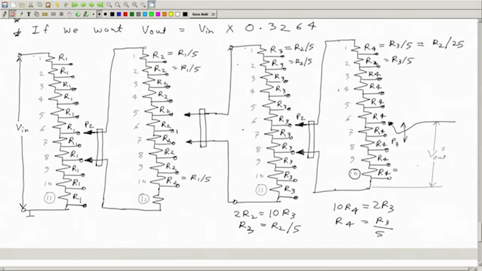Okay, so that means we have 10 R2 in total here, and this 10 R2 must come in parallel with 2 R1. So we want 2 R1 to be 10 R2. So R2 is therefore R1 by 5, which is already written here. So this is R1 by 5, this is R2 by 5, so that means it will actually be R1 by 25. And then this will be R1 by 125, divided by 5, divided by 5, divided by 5.